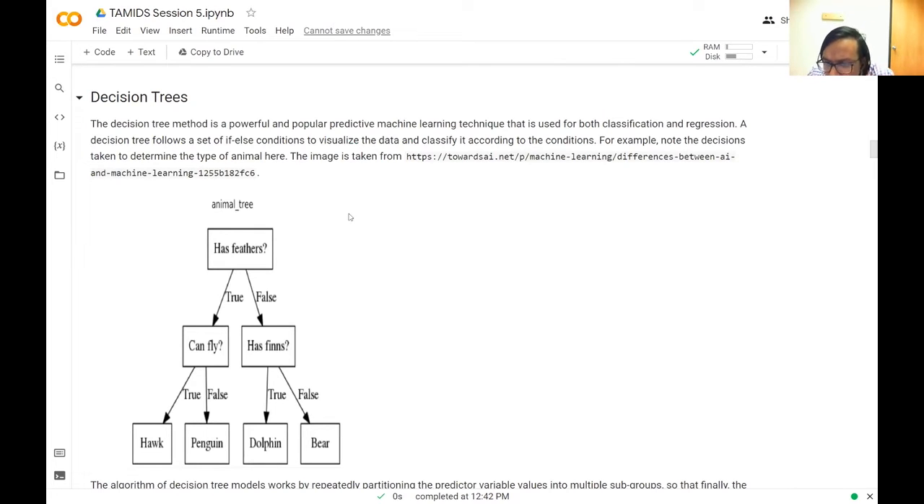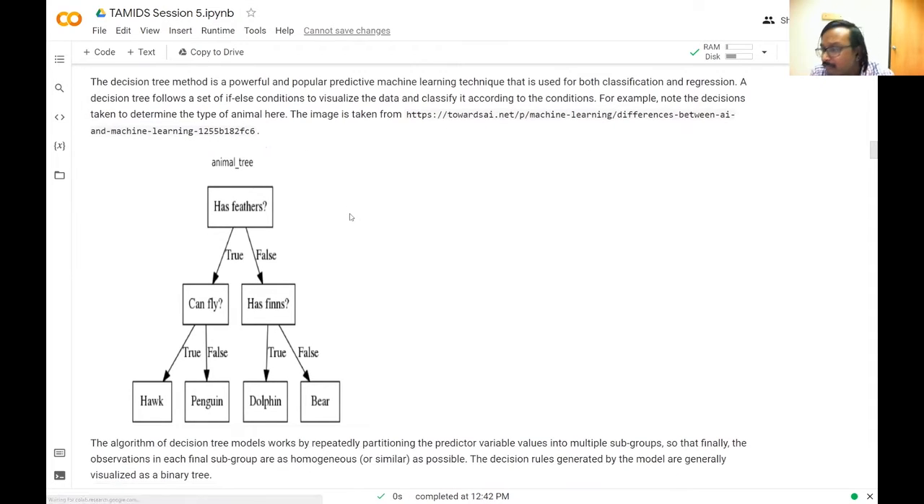So let us try to understand what I mean by grouping the observations through this example. So suppose I have been told beforehand that an animal could be either hawk, penguin, dolphin, or bear. And I have to make a prediction on which of these four categories or classes a new animal is based on the features of whether the animal has feathers, whether the animal can fly, and whether the animal has fins or not.